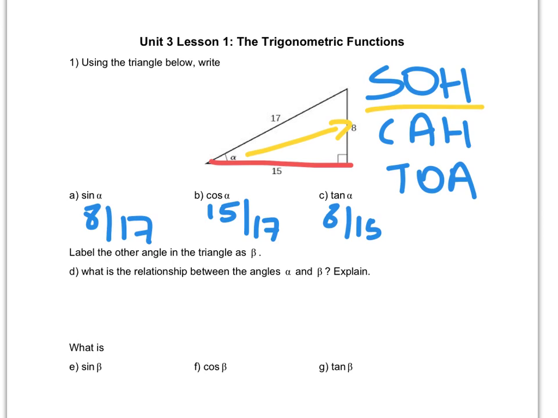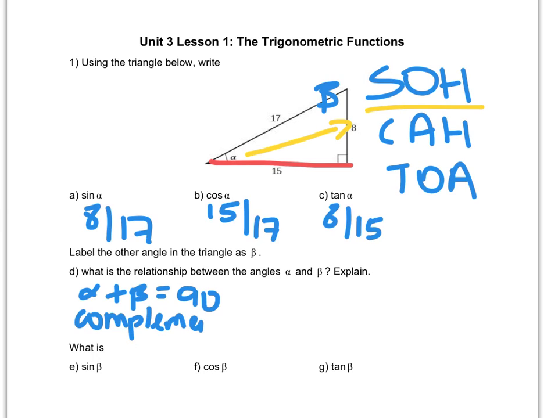Now, it asks us to label the other angle in the triangle as beta. And what is the relationship between the angles alpha and beta? Well, here's the thing. Alpha plus beta must add up to 90. Because those two add up to 90, and then you add in the right angle, that's another 90, which gives you your 180. Okay, which means they are complementary.